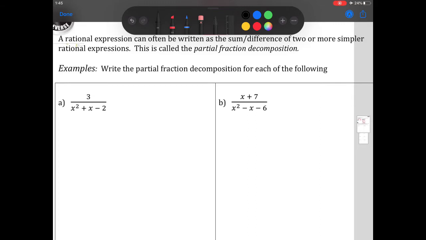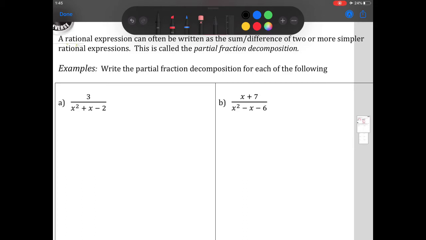First of all, let me just explain this a little bit more to you. I am just going to be doing the reverse of what we did for the do now. I'm given a fraction and I want to write it as a sum of two fractions. That's what a partial fraction decomposition is. And it says right here, a rational expression can often be written as the sum or difference of two or more simpler rational expressions. This is called partial fraction decomposition. So let's get started with letter A.